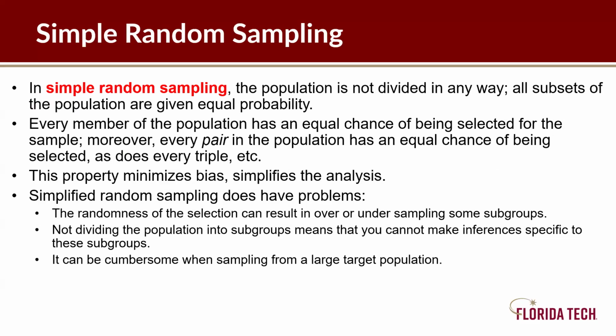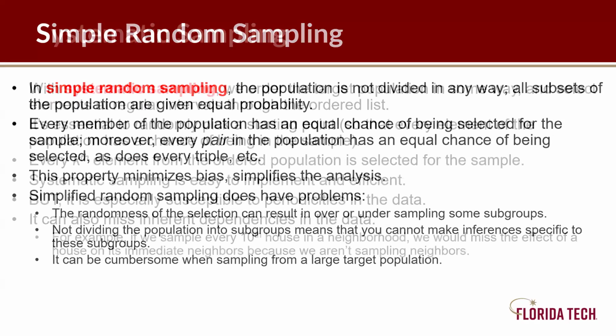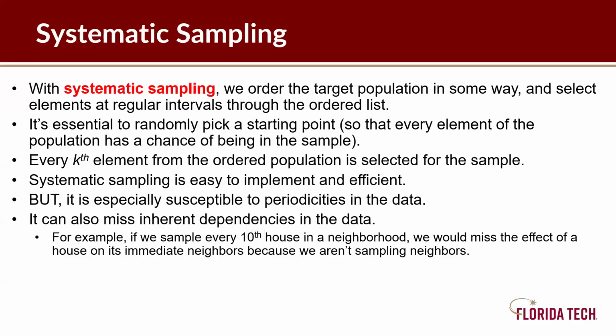But first, let's deal with that sampling from a large population idea. That is systematic sampling. Okay. We order the target population in some way and select elements at regular intervals through the ordered list.